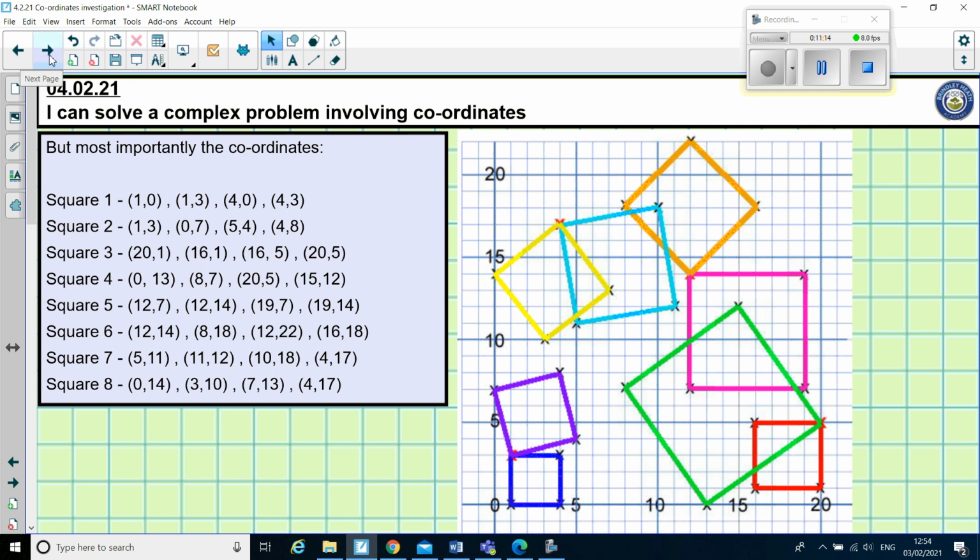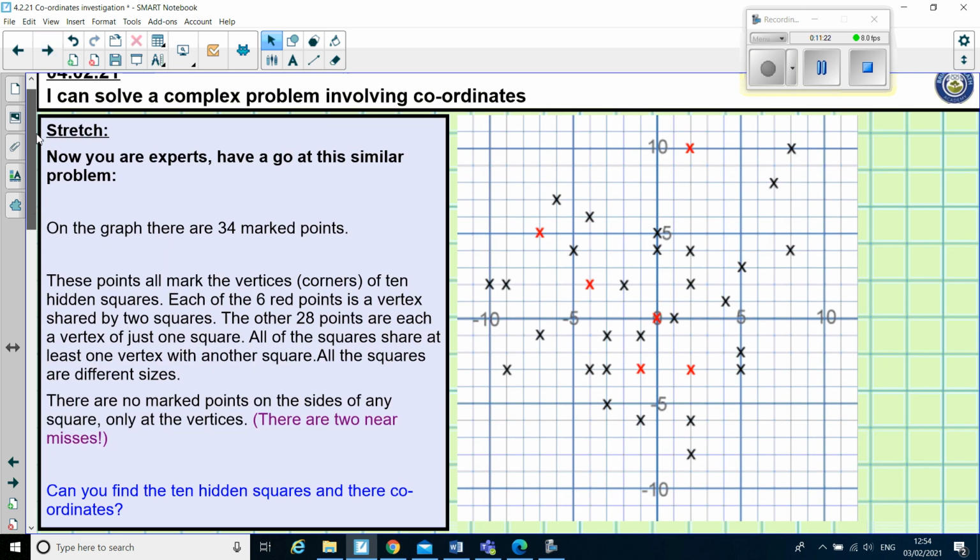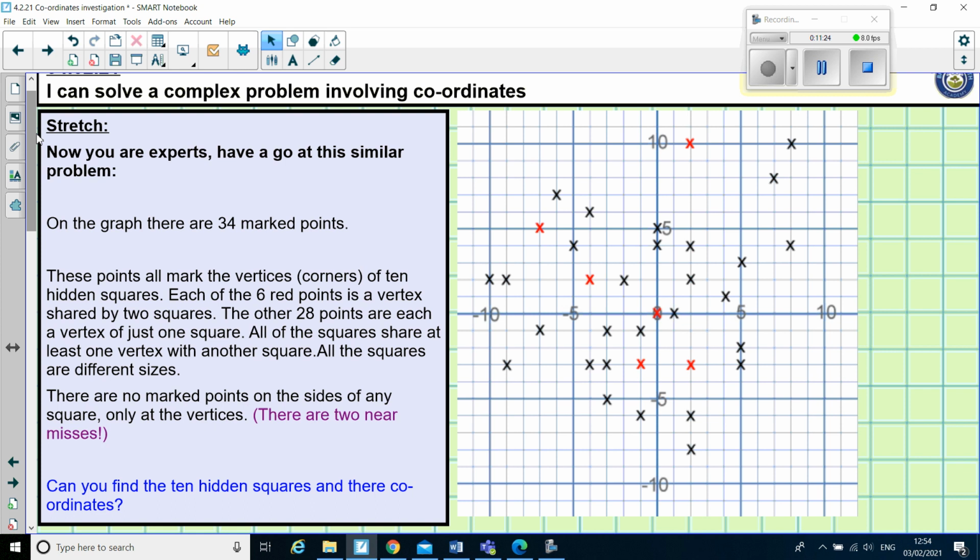All right then, year 6. Hopefully you've been successful with this and you have got the coordinates right. If you enjoyed that and you're feeling like a bit more of a challenge, and I'm hoping actually lots of you will have a go at this challenge today, we have got the same problem, but it's just a trickier version now. So this time around, we have got 10 hidden squares on our coordinate grid.